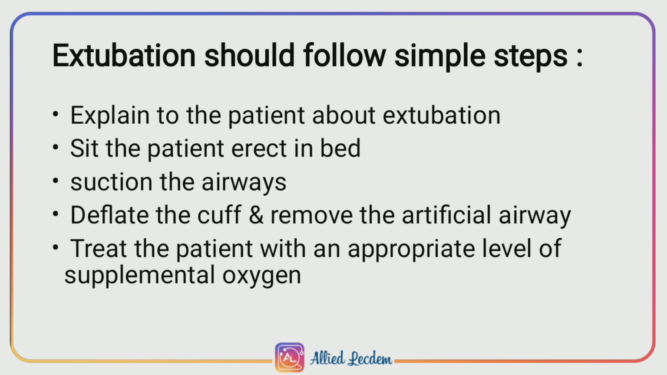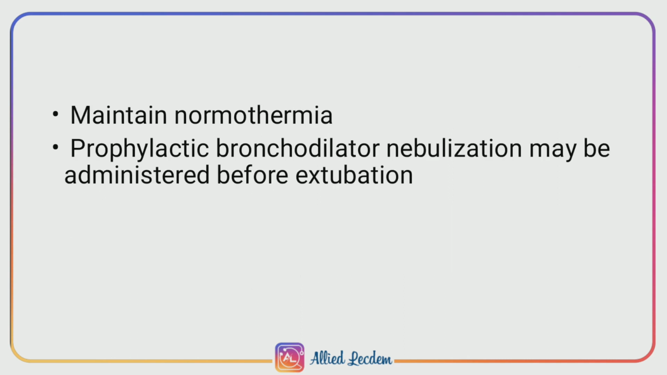Extubation should follow simple steps. Explain to the patient about extubation. Sit the patient erect in bed, suction the airways for any secretions, deflate the cuff and remove the artificial airway. Treat the patient with an appropriate level of supplemental oxygen via a mask or nasal prongs. Maintain a normal temperature. Prophylactic bronchodilator nebulization may be administered before extubation.